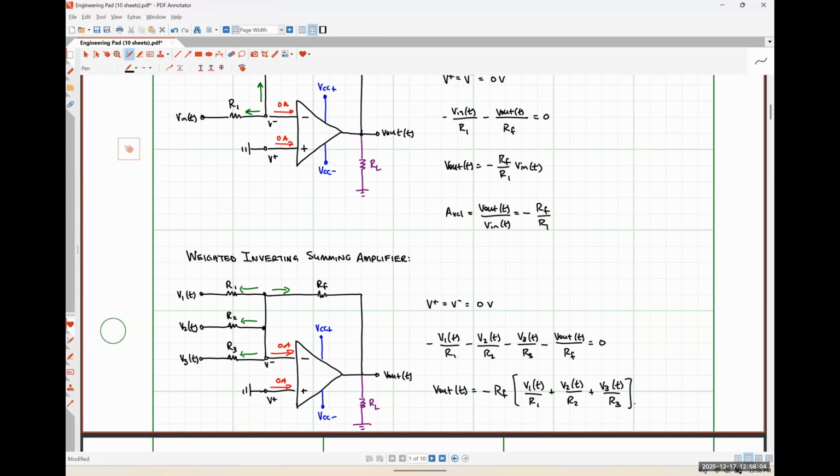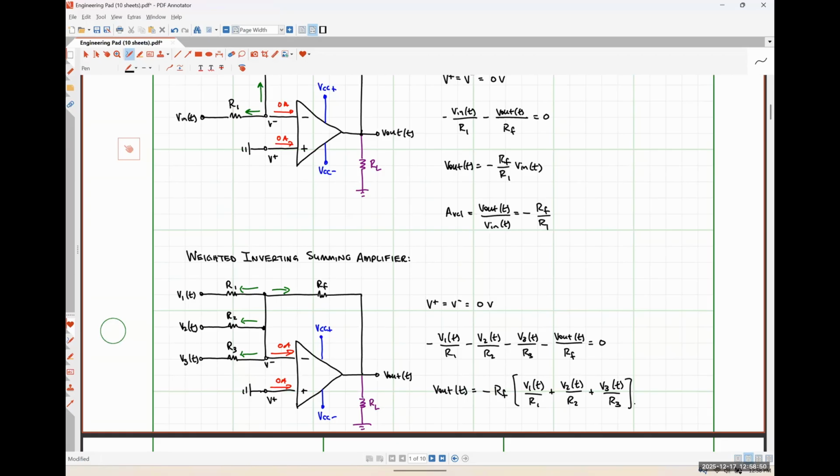And it's weighted because each of those input signals can be scaled by a different amount or a different weight, right? And it's just going to be the feedback resistor divided by the resistor connected to the input signal, okay? So the signal V1 has a weight of RF over R1, V2 has a weight of RF over R2, et cetera, right? If those resistors R1, R2, and R3 were of the same value, then they would all be scaled by the same amount, which means we would no longer have a weighted inverting summing amplifier. We just have an inverting summing amplifier because they all have the same weight to them. Okay.